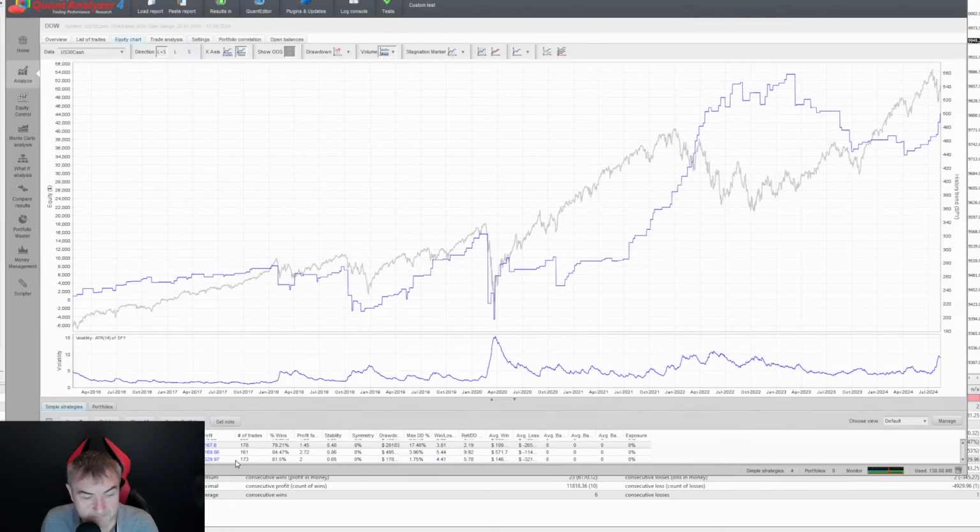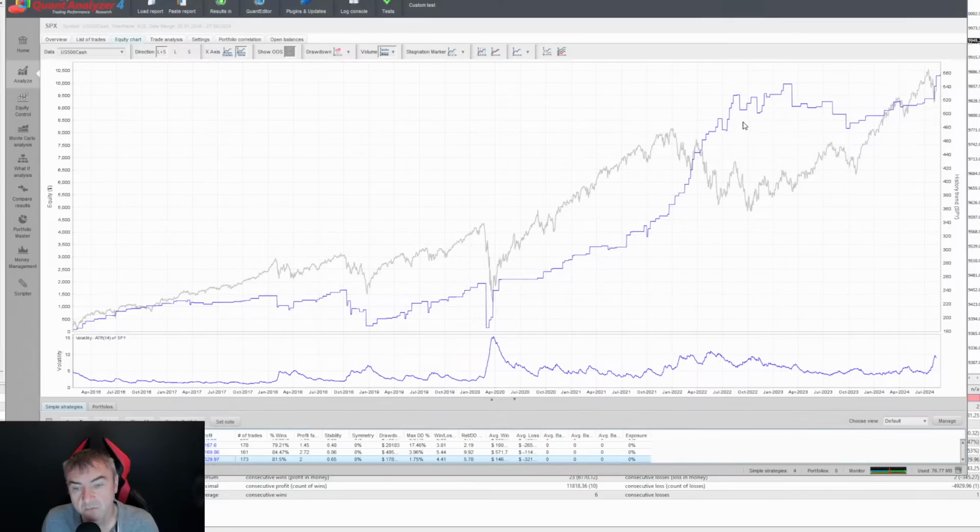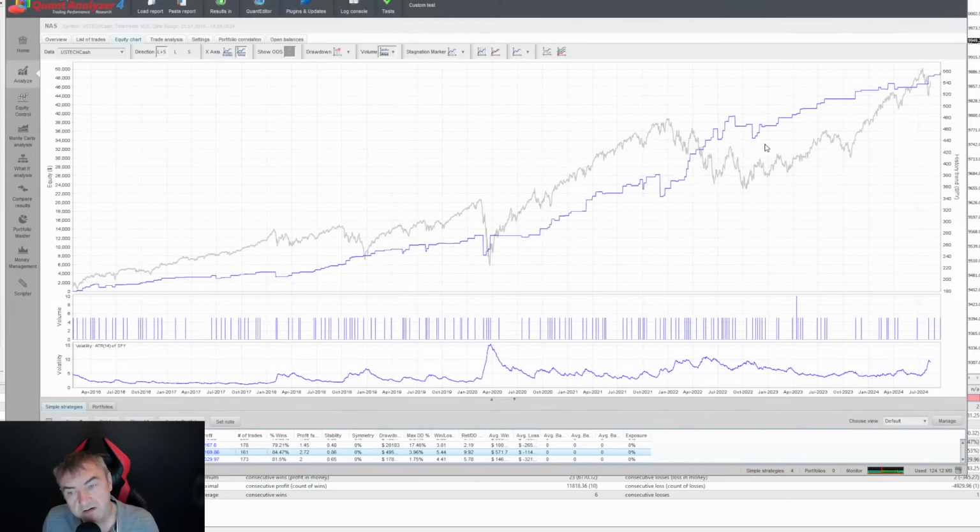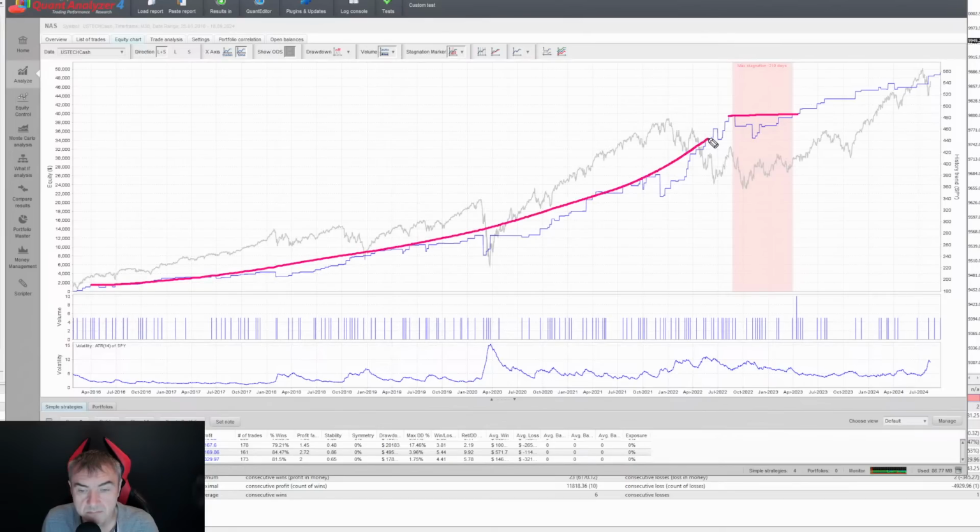The S&P, same sort of thing. We had a bit of a run up, but we're stagnating. We stagnated there. And the NASDAQ, pretty nice equity curve. Yeah, so it's got an edge in the NASDAQ. There's a 219-day period where it stagnated in the NASDAQ. Yeah, so 3/4 of a year. But yeah, NASDAQ, it looks good for.